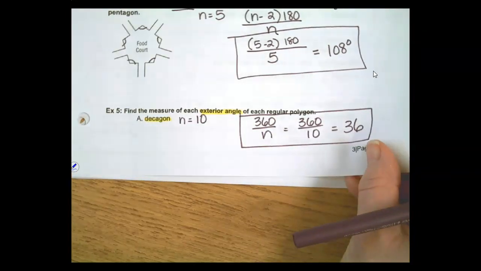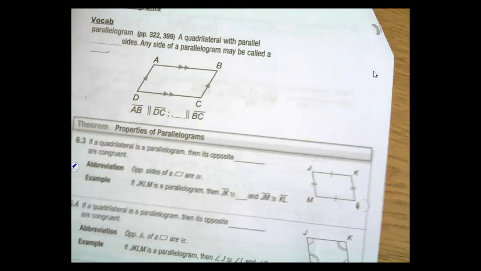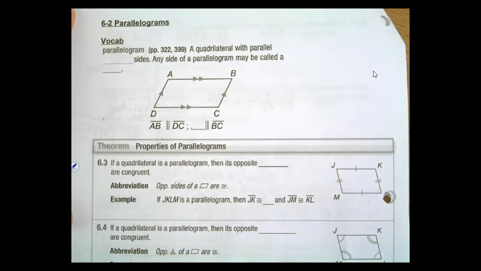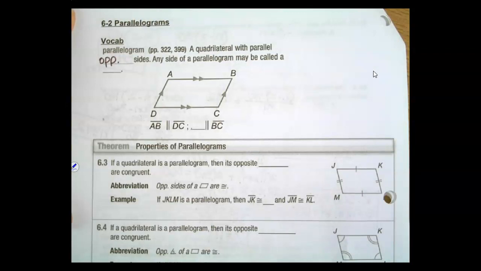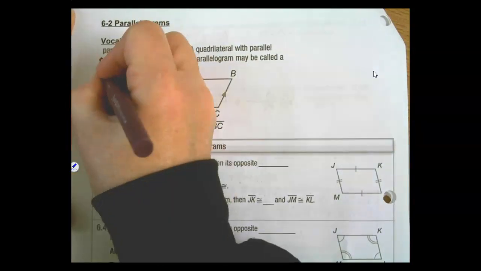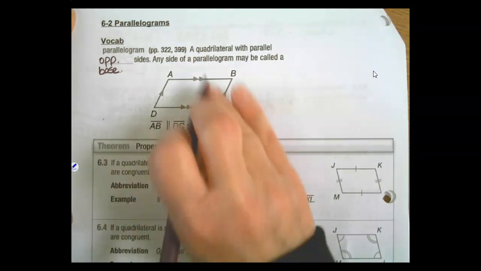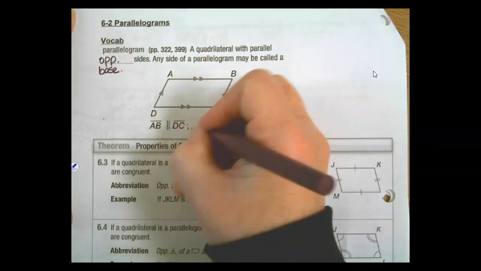All right, so now we're going to talk about parallelograms. This is just mostly vocabulary. Make sure I'm centered here. So a parallelogram is a quadrilateral with parallel opposite sides. Any side of a parallelogram may be called the base. So these denote which sides are parallel. Okay. So AB is parallel to DC, and AD is parallel to BC.